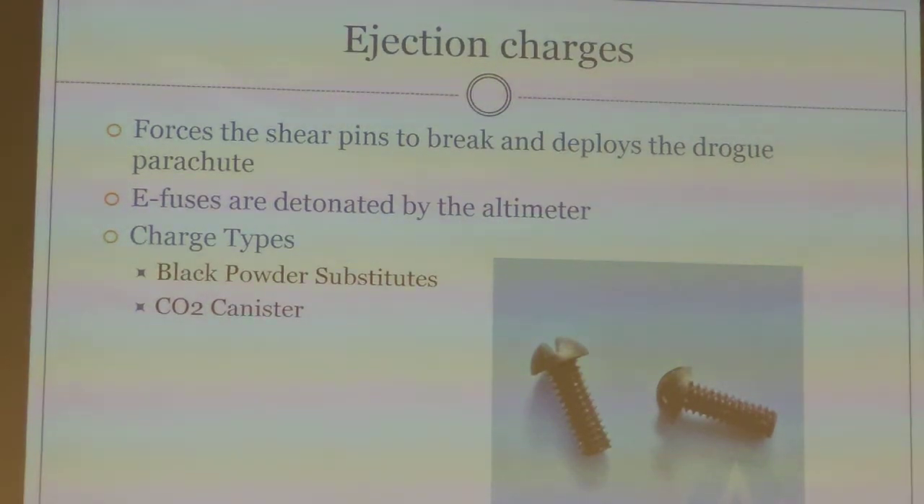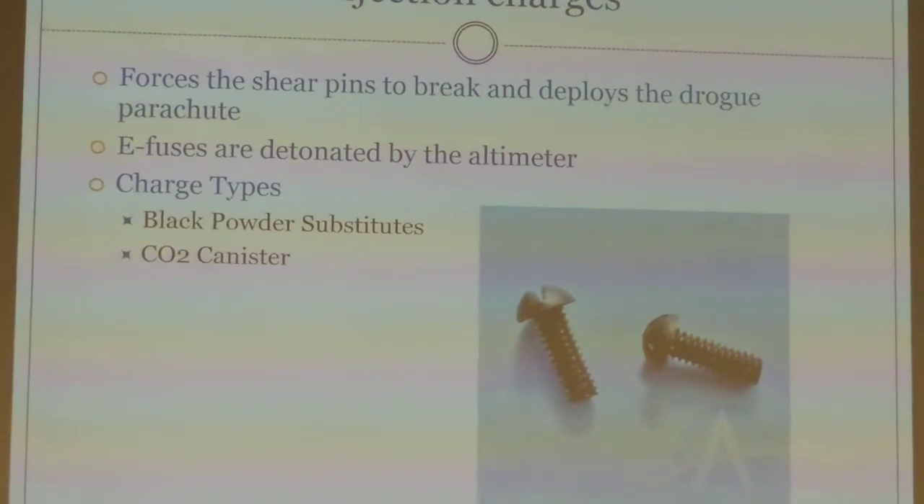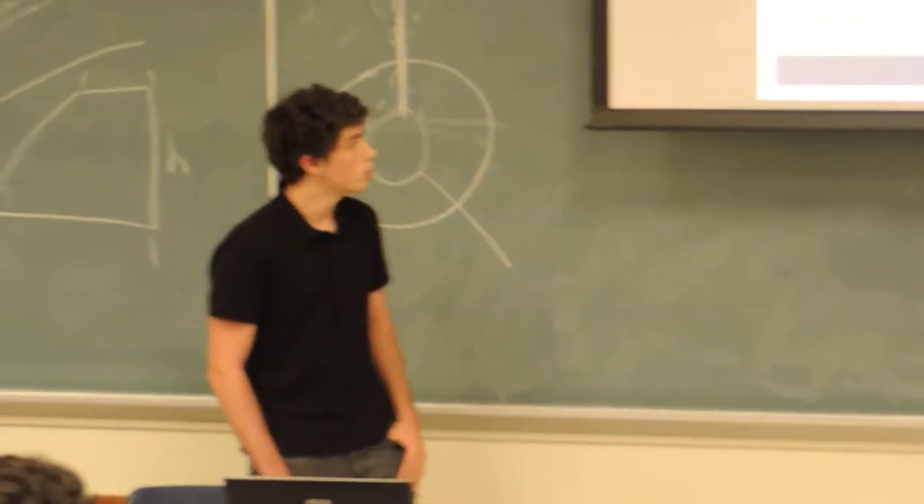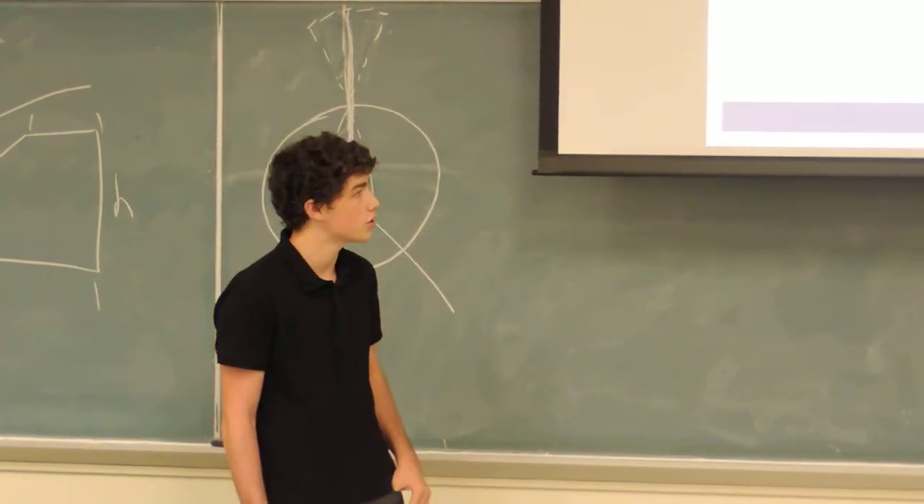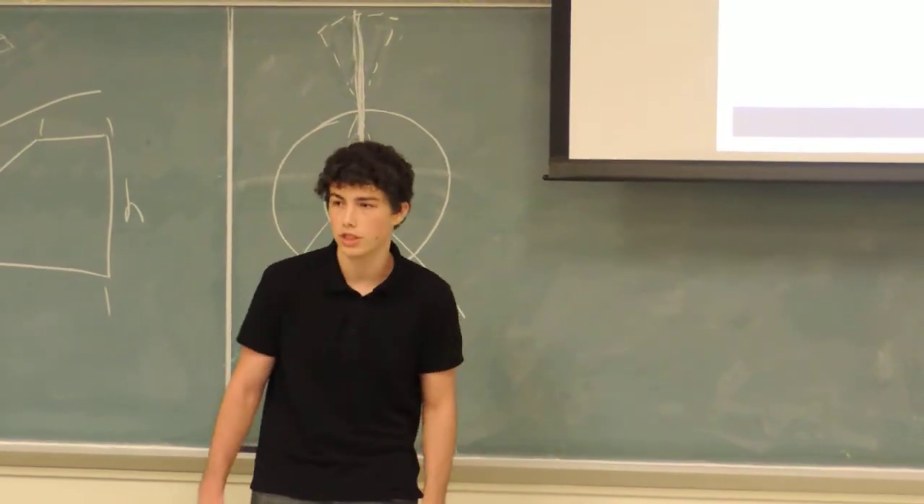The ejection charges break these shear pins, which are these pins you see here. Basically, they're pins that are designed to fail. They hold the rocket together until it needs to break, and then they shear. So we use those to keep the rocket together. At apogee, when the ejection charges go off, they shear and release the parachute.